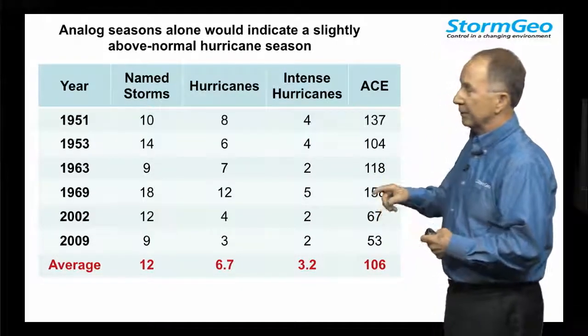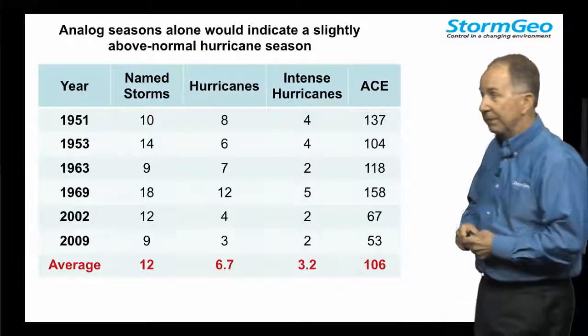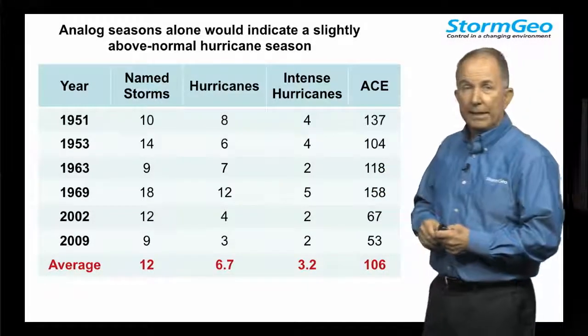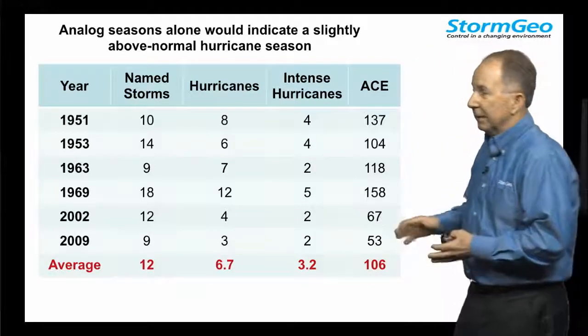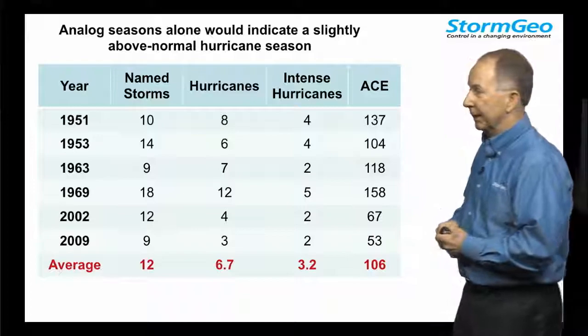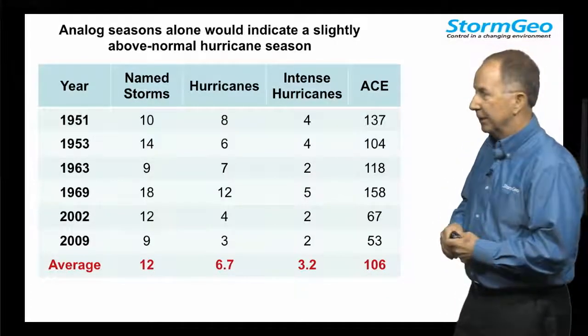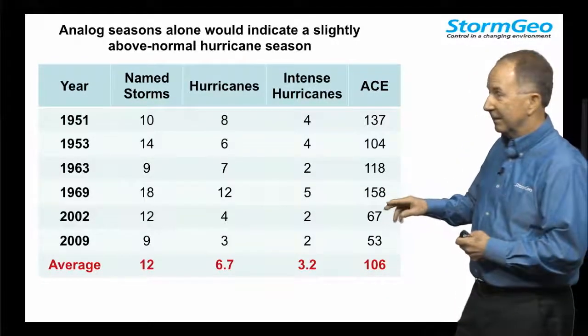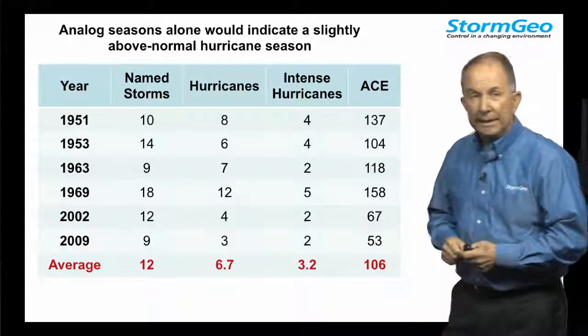As you can see, it ranges from very active in 1969 with 18 named storms, 12 hurricanes, and 5 major hurricanes, down to 2009, only 9 storms, 3 hurricanes, and 2 of those major hurricanes. The accumulated cyclone energy up to 158 in 1969, but as low as 53 in 2009.